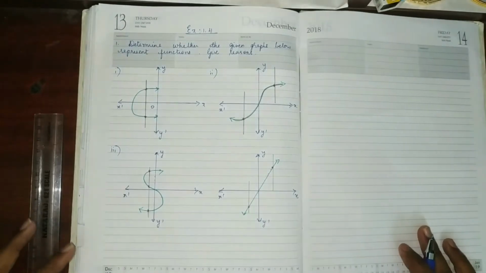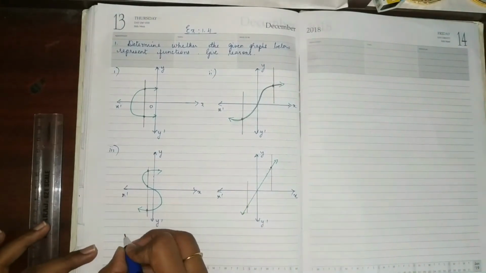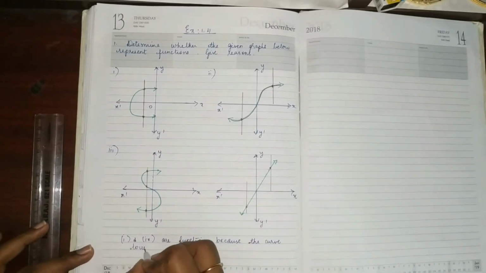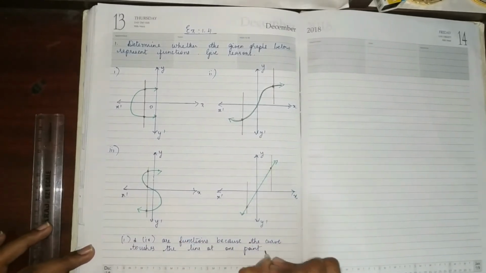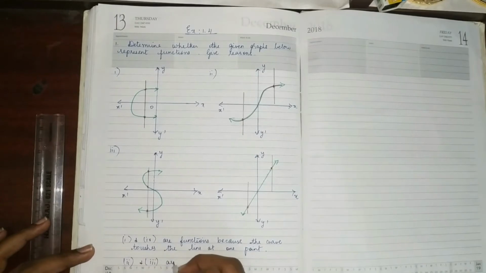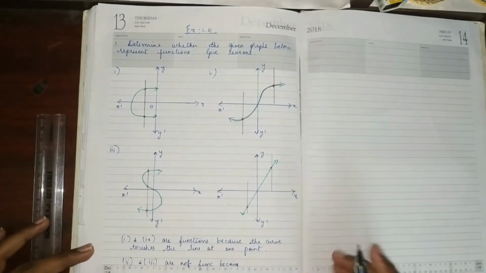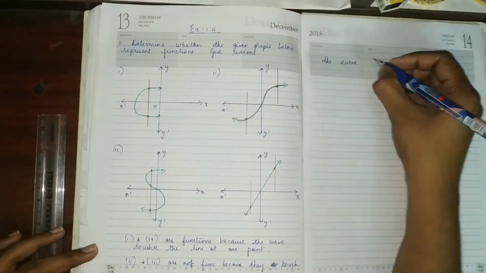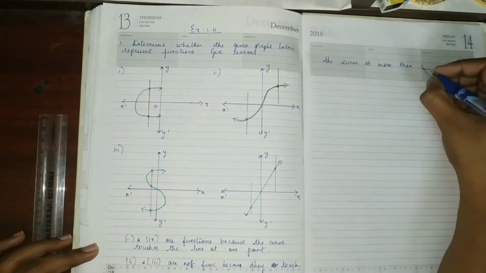Therefore we will conclude the reasons as: subdivisions 1 and 4 are functions because the curve touches the line at 1 point. Subdivisions 2 and 3 are not functions because they touch the curve at more than 1 point. Therefore this is how we do the first problem.